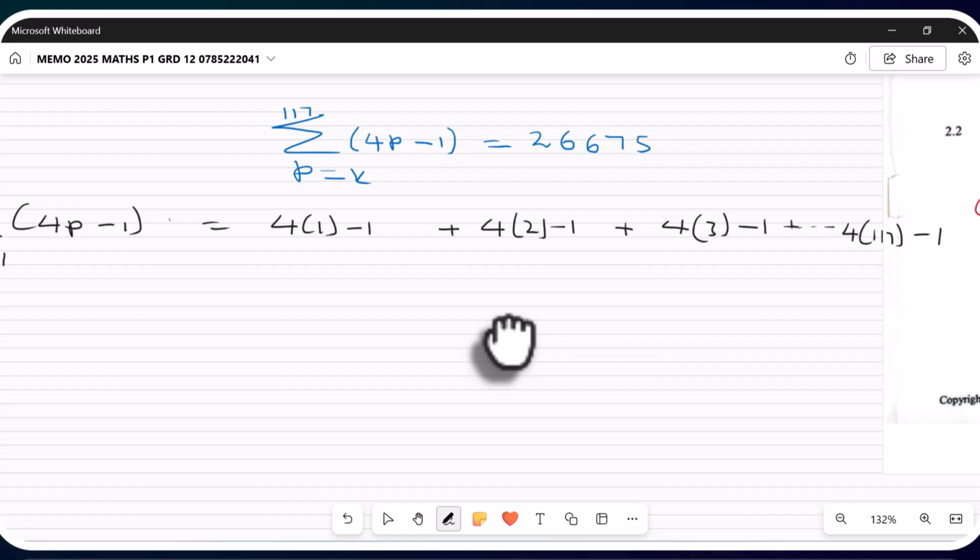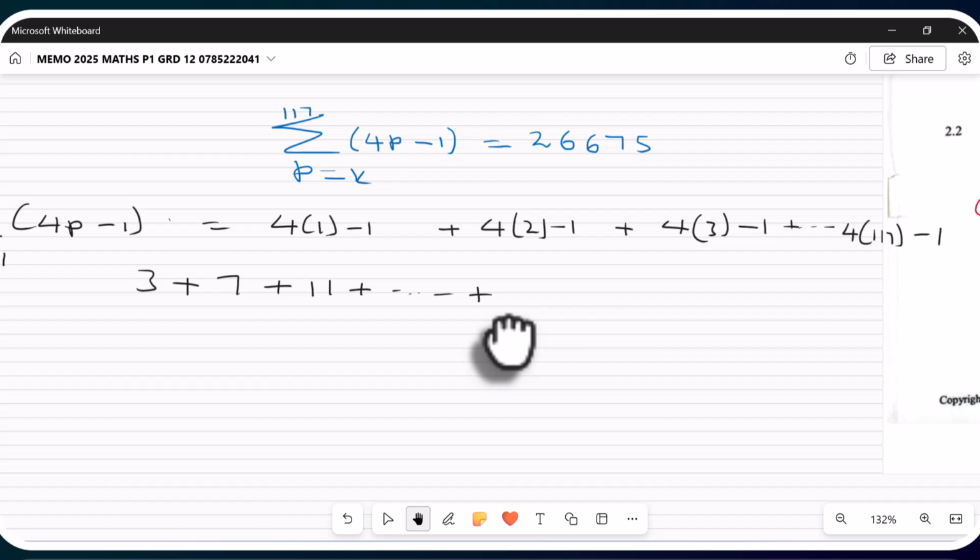Now if I look at what's happening here, this is arithmetic, because 7 minus 3 is 4, 11 minus 7 is also 4. So because I have the last term here, I'm going to get my summation. Remember that I'm starting from 1 until 117, so I'm looking for the sum of the 117 terms.